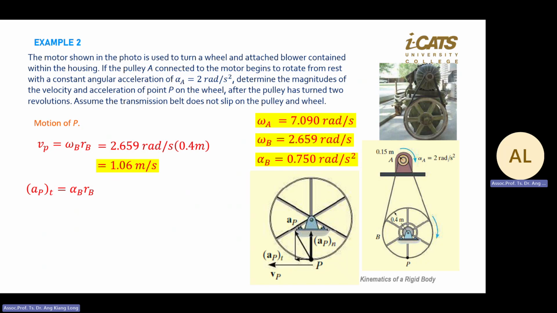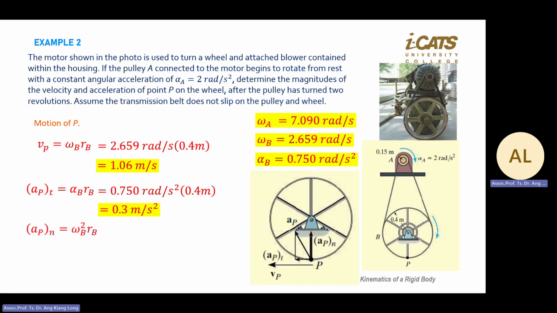Some of you get confused when this comes out in the exam, and you will go and do A. Don't confuse between the objects. The question asks you about point P, which is on wheel B. Substitute the known answer: alpha B from the previous one, 0.75. R is from the diagram. So AT equal to 0.3 meter per second square. This is linear acceleration. You convert angular acceleration back into linear acceleration.